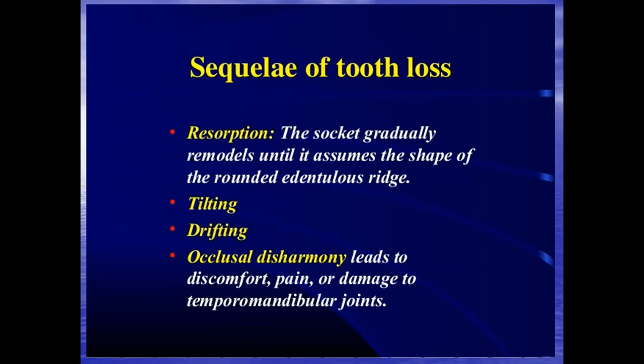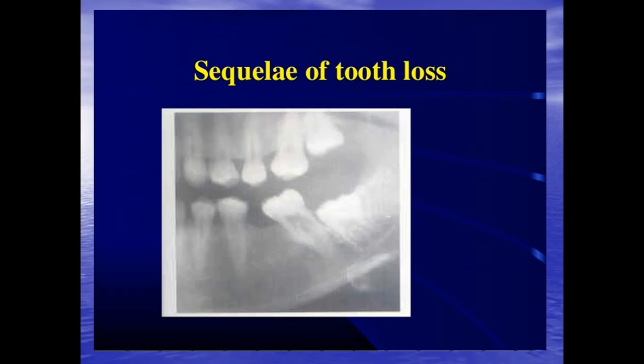Okay, these other sequelae, like tilting, drifting, and occlusal disharmony, we'll discuss a bit later. Just to show you the idea of what tilting and drifting are: if the tooth is displaced approximately the same amount at the crown and the root, we call it drifting. If the tooth is displaced in a way that the crown goes much closer to the neighboring tooth than the root, this is tilting.